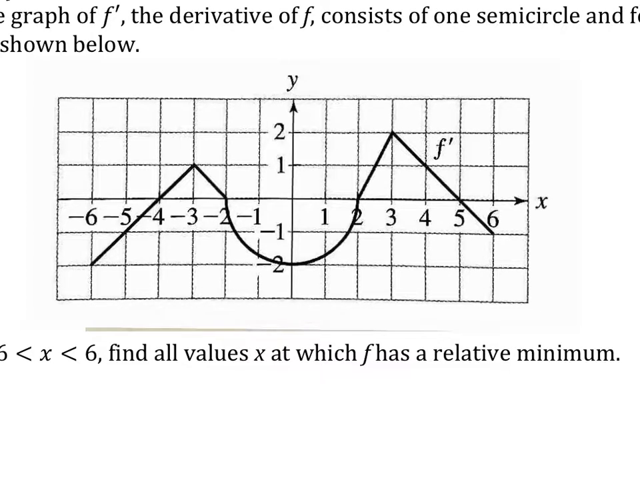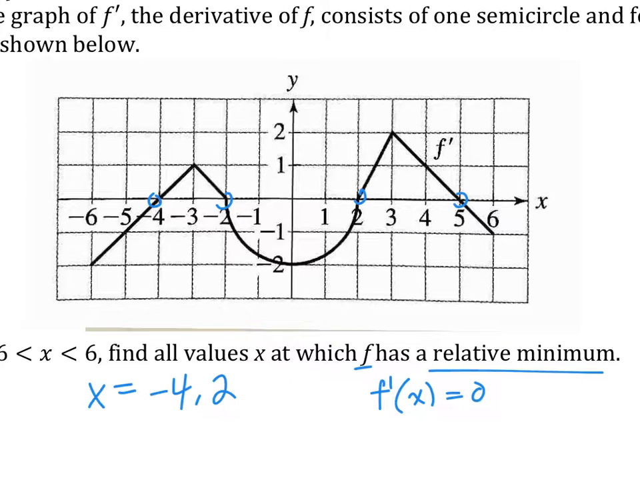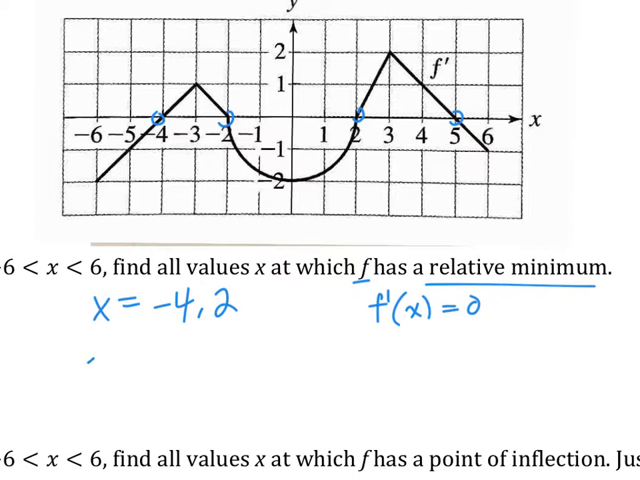All right, where is the relative minimum? Okay, first of all, from this graph, f has a relative minimum. That means f prime has to be 0. So on this graph, check where the points are 0. Okay, we have 4 zeros. So -4, -2, 2, 5.